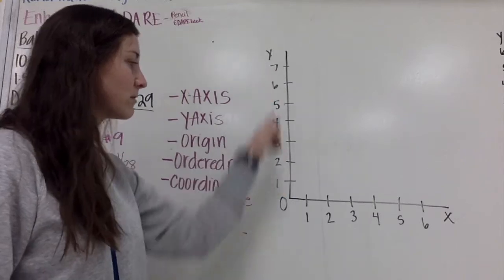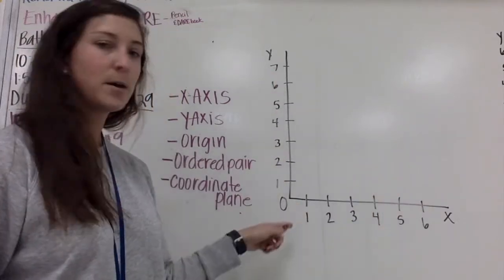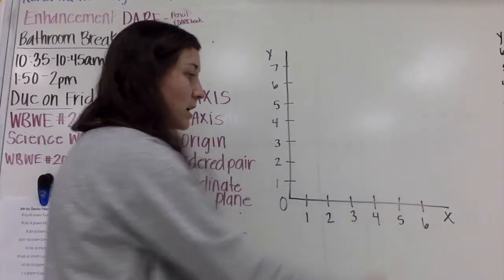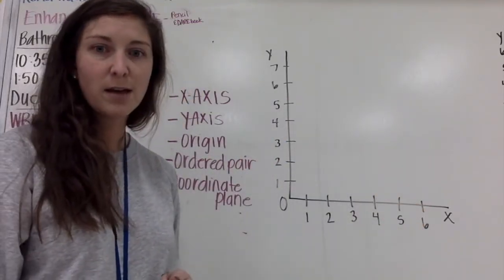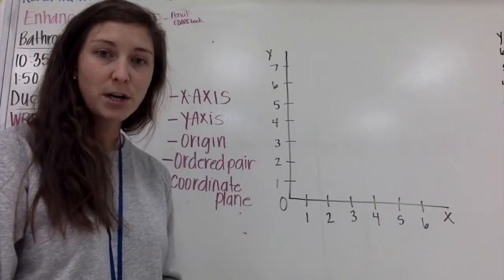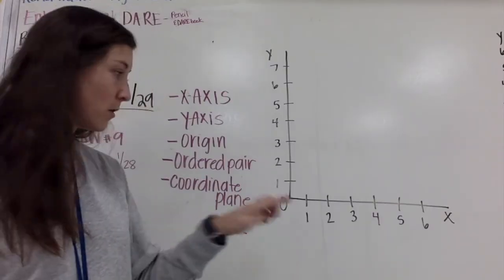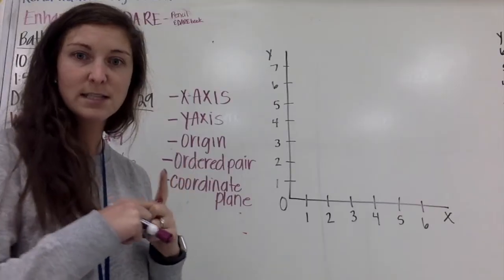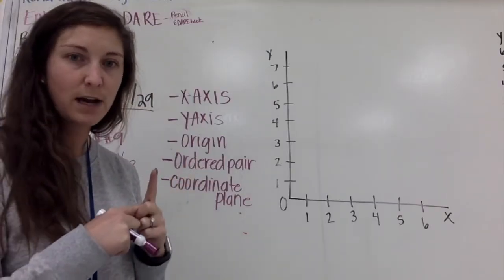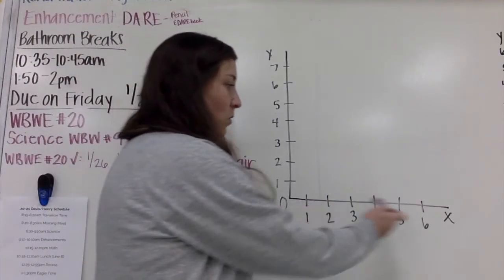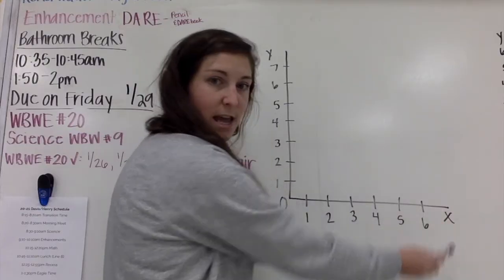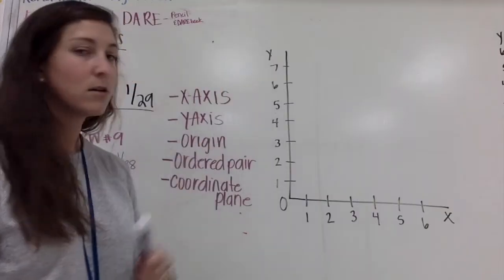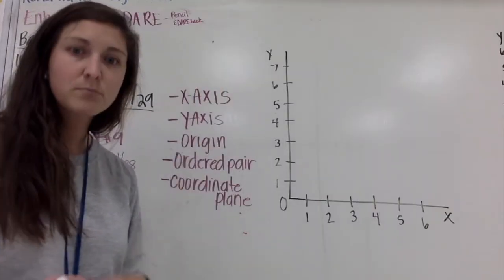So if you look right here, what I have set up is a coordinate plane. This entire thing here is listed as a coordinate plane. The origin, some of you should remember, is listed right here at 0. It is where the two axes meet at that perpendicular line. We have the horizontal axis, which is the x-axis, and the vertical axis, which is the y-axis.